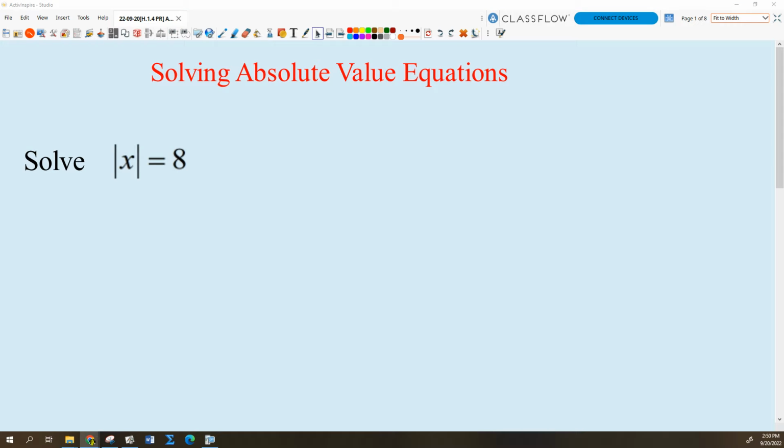-8 or 8, exactly. So there's the first thing you've got to know. Typically, when we solve absolute value equations, instead of getting a single solution, we would normally expect to get two solutions. We won't always get two solutions, and we'll see some examples of that happening today.